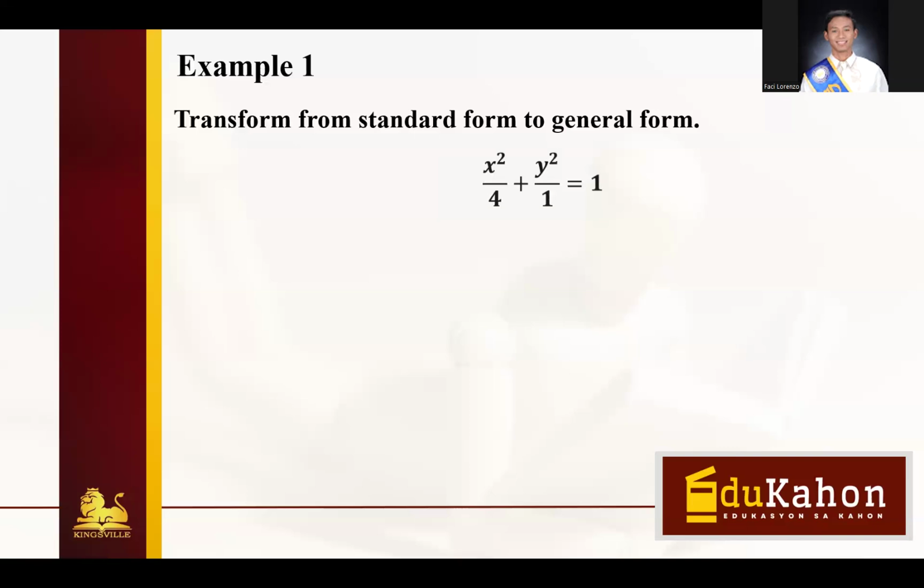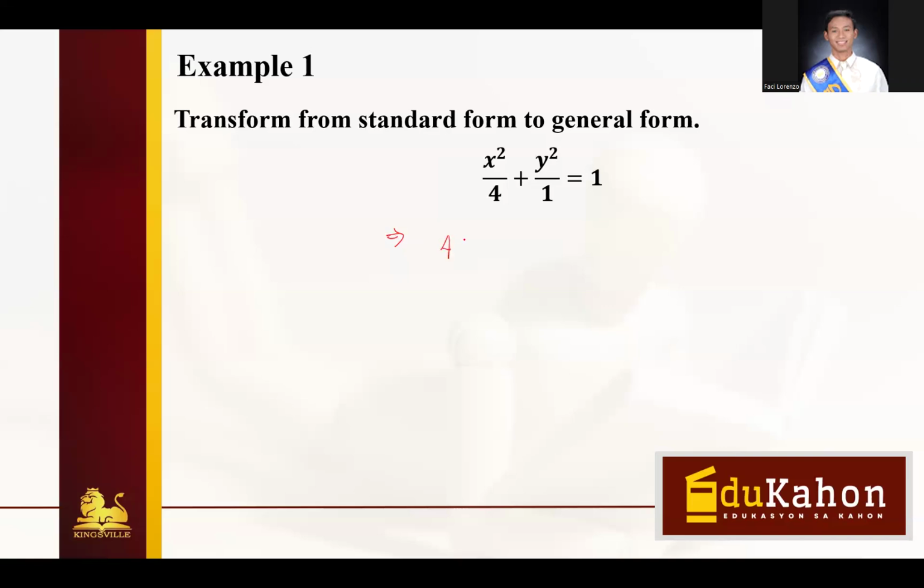Here is example number 1. Let's try to transform the given formula for the ellipse from standard form to general form, having the equation x squared over 4 plus y squared over 1 is equal to 1. The first step here is to determine the LCD of your expression. First, we know that the denominator of your first term is 4 and the denominator of your second term is 1. Then we multiply both denominators. So 4 times 1 is 4. So we can use that as an LCD. So we will multiply both sides by 4.